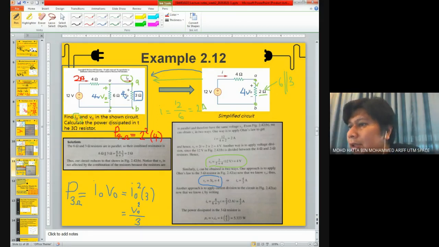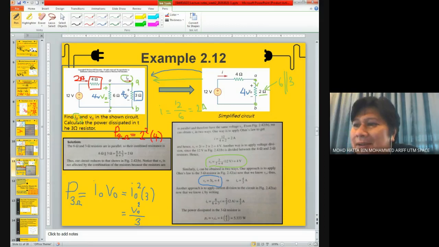Because at the moment, we only have the current flowing through this resistor. You don't need to calculate the voltage drop, because we can also use the current information to calculate the power dissipated at this 4-ohm resistor. If you calculate the voltage drop across these 4 ohms, that should be fine, but you will spend about maybe 30 seconds to do that. So if you use this equation, you will save 30 seconds.